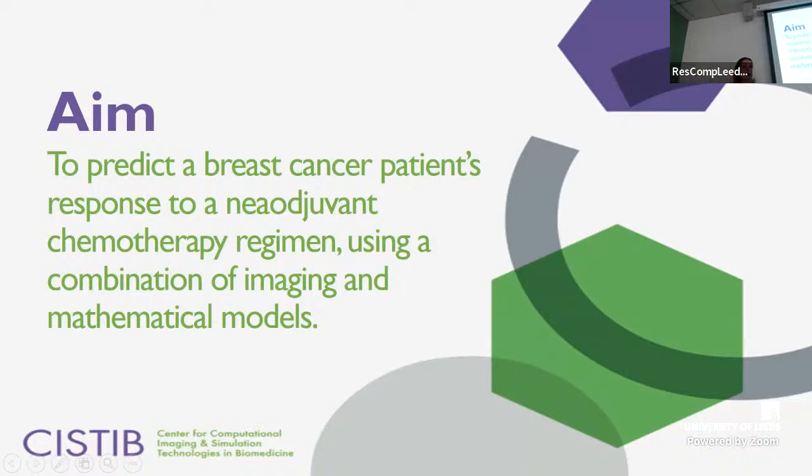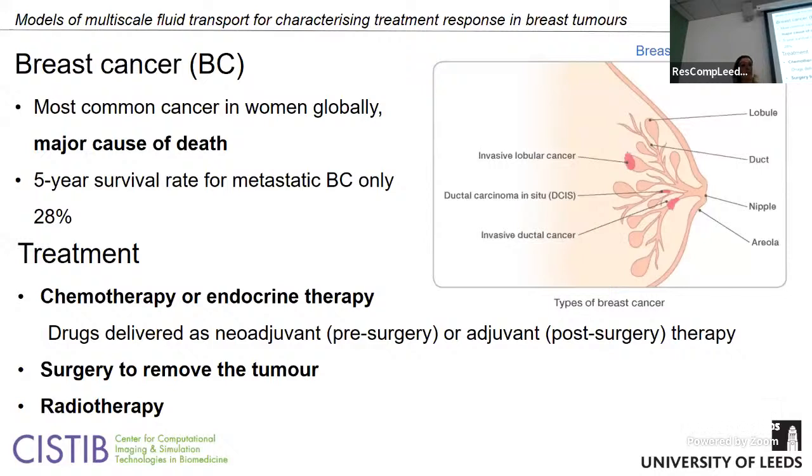the overall aim of my project is to try and predict whether a breast cancer patient is going to respond positively or not to a chemotherapy regimen. And we're trying to do this using a combination of medical imaging and maths. Why are we interested in breast cancer?